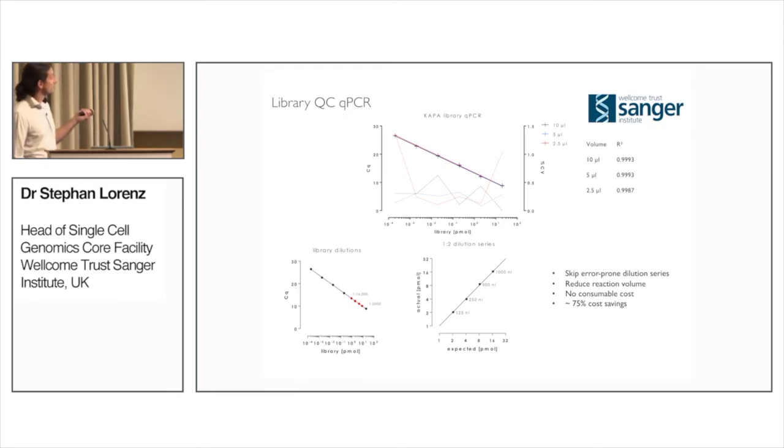So looking at qPCR, it allows us to skip a dilution series, which can also be kind of error prone if it's done manually. It's also not that straightforward on a liquid handling machine. We can reduce reaction volume to 75%. We have no other consumable cost than the plate, so in total, just on qPCR, we save about 75% of the cost this would normally cost.